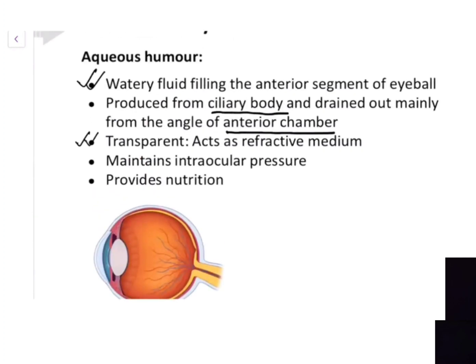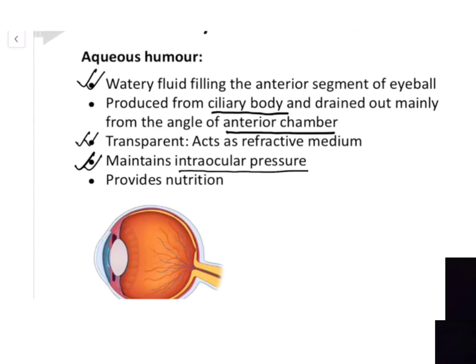Next, it maintains the intraocular pressure. This aqueous humor is the only dynamic component of the eyeball, meaning it is the one which is constantly being produced and constantly being drained out. That is why the rate of production of the aqueous humor has to be equal to the rate of drainage, and this helps to maintain the intraocular pressure. If there is any obstruction in the outflow of aqueous humor, it results in increased intraocular pressure, which will eventually lead to glaucoma. So essentially we understand that the maintenance of IOP is a function of the aqueous humor.